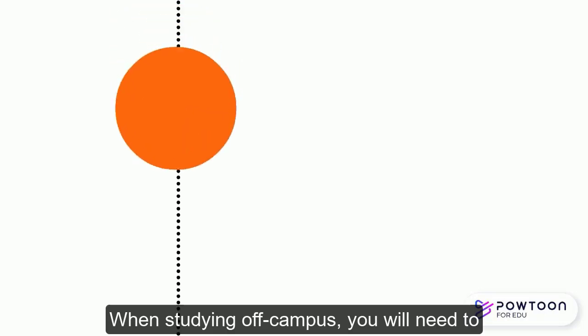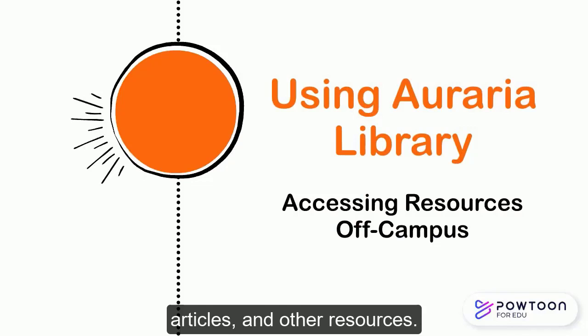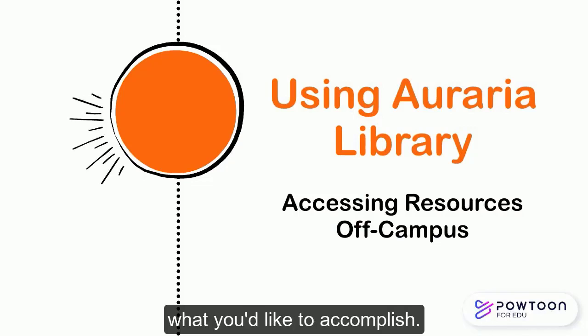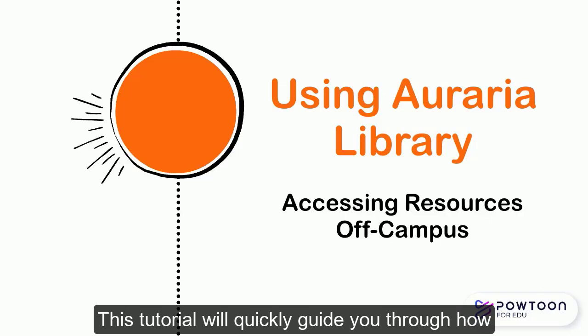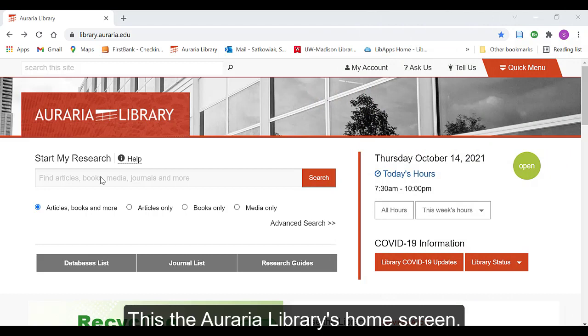When studying off campus, you will need to log into the Auraria Library to access books, articles, and other resources. There are different logins depending on what you'd like to accomplish. This tutorial will quickly guide you through how to log in correctly and access the resources you need. This is the Auraria Library's home screen.